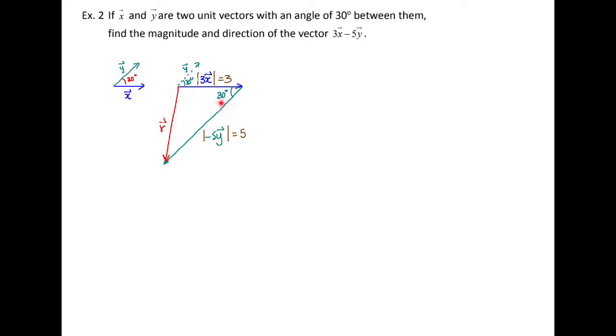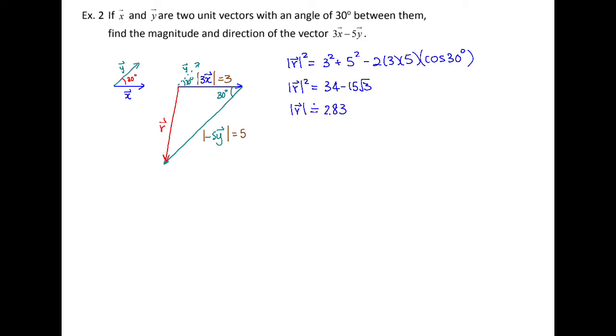Since the angle that we know is 30 degrees, that means the magnitude of the resultant vector r will be isolated on the left-hand side of the equal sign of the cosine law. And after we compute it, we will say the magnitude of r squared equals 34 minus 15 root 3. And we take the square root on both sides. The magnitude of the resultant is approximately 2.83.